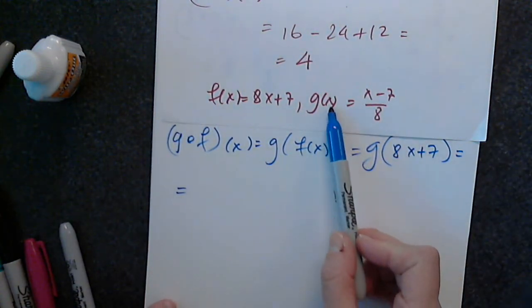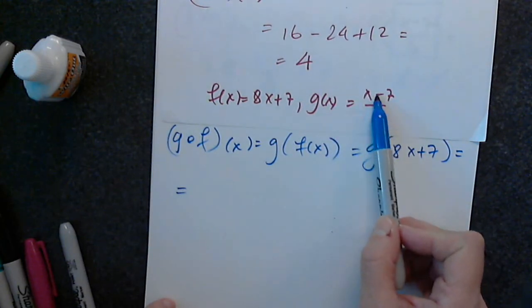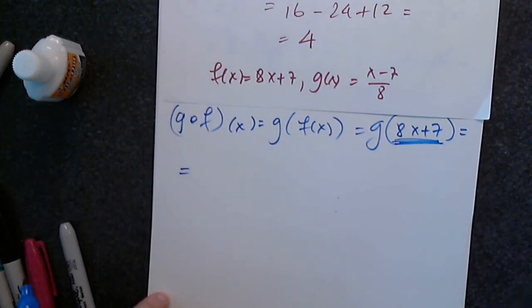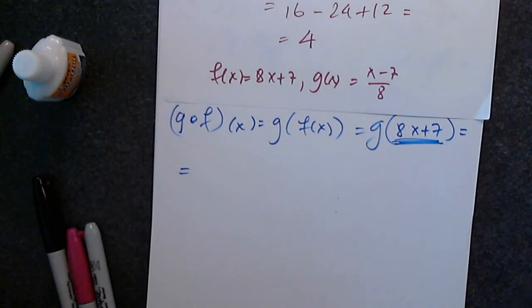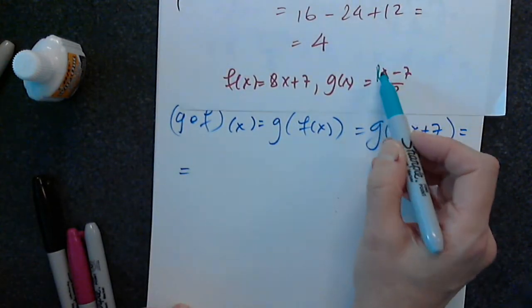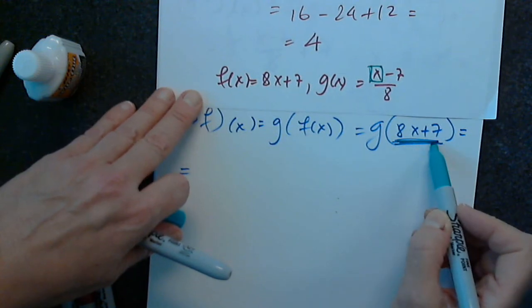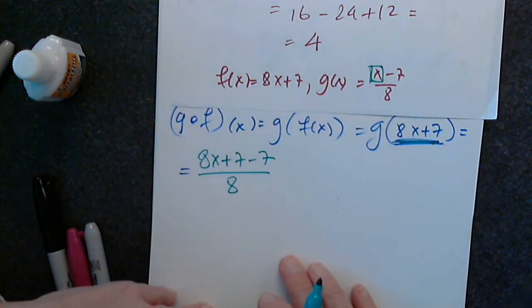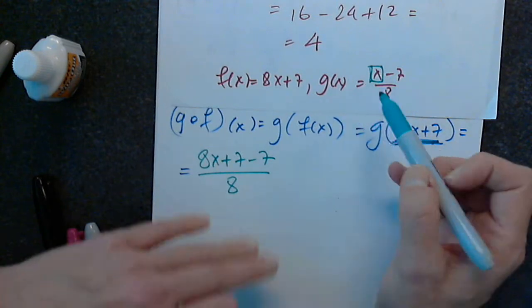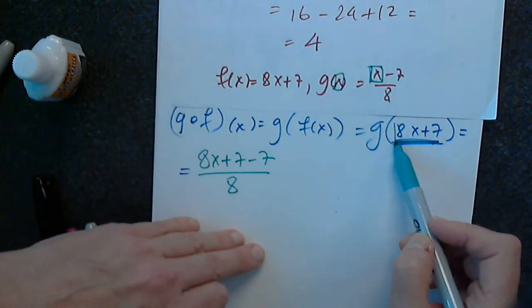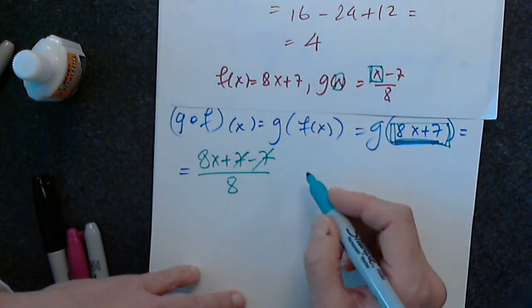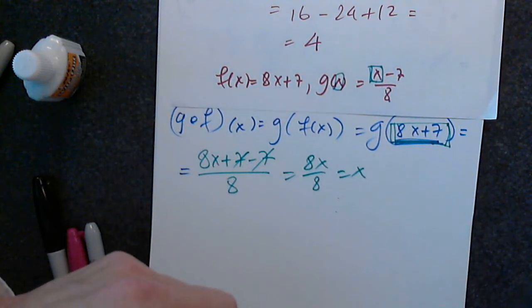G says G of whatever you want is whatever you want minus 7 over 8. But this is what I want. So how do I write the answer? Eight times half of that. So now this piece is this. So I have to have 8x plus 7 minus 7 over 8. G of whatever is whatever minus 7 over 8. But this is the whatever now. This is what replaces x. So 8x plus 7 minus 7, these two go away, nice. 8x over 8, nice, x, as expected.